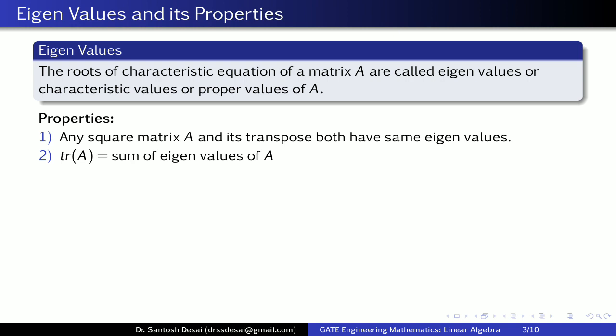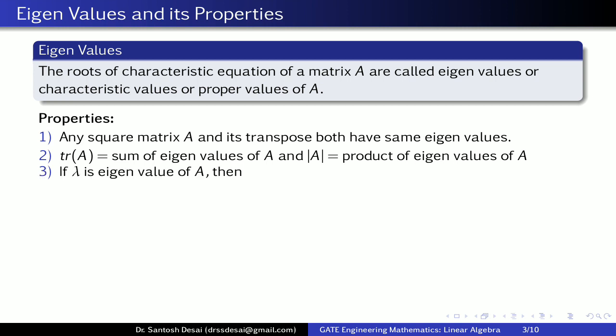Trace of A, that is the sum of diagonals of A, is equal to the sum of eigenvalues of A, and the product of eigenvalues of A is equal to the determinant of A. This is a very important property that I am going to use to solve the examples.